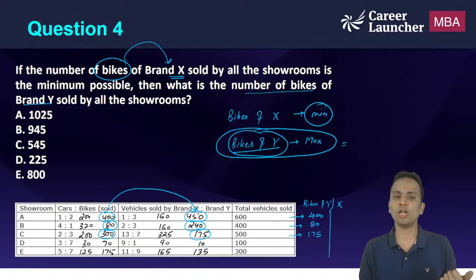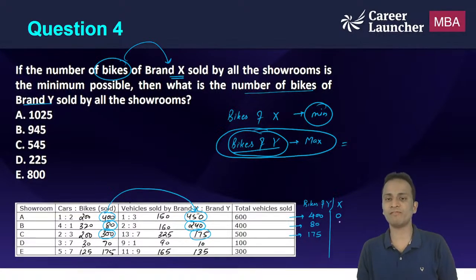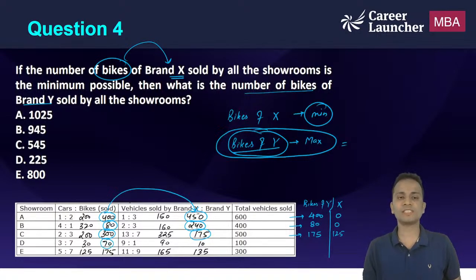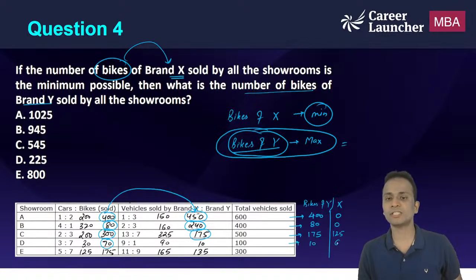So in the first case, all bikes were of brand Y, so no bike will be of brand X. In the second case, all 80 bikes will be of brand Y, so no bike will be of brand X. But in the third case, out of 300 bikes, 175 can be of brand Y, so the remaining 125 will be of brand X. Likewise, next showroom B, out of 70 bikes, only 10 bikes can be of brand Y. So the remaining 60 will be of brand X. And similarly, out of 175 bikes of showroom E, only 135 can be of brand Y. So 135 comes here and the remaining 40 bikes will be of brand X.